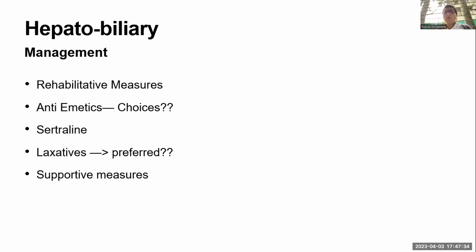So always keep that in mind. Second line is dapsone here, and the third line is your ondansetron.